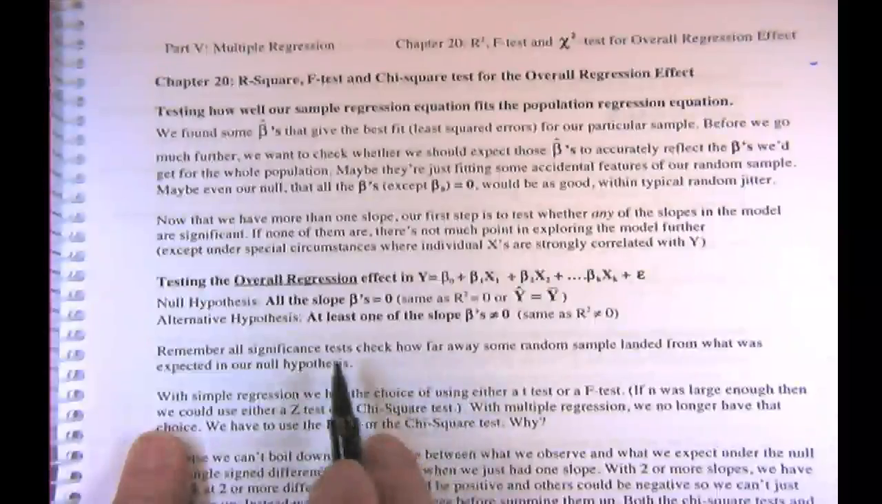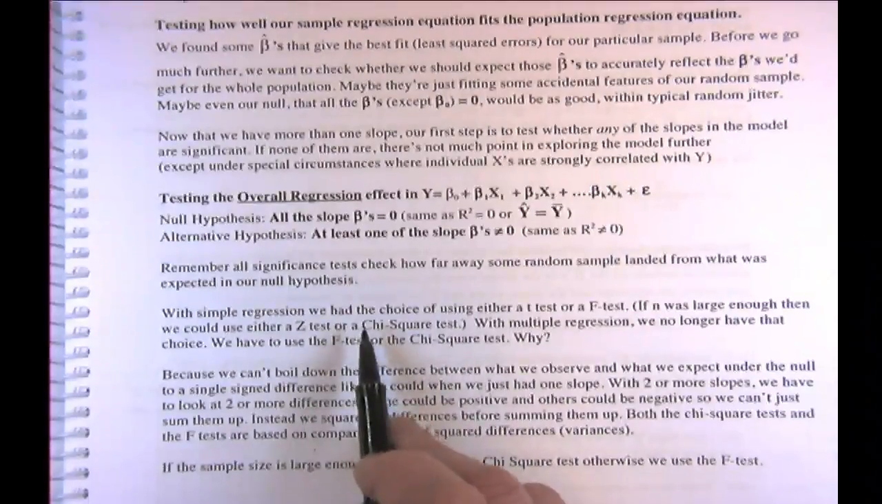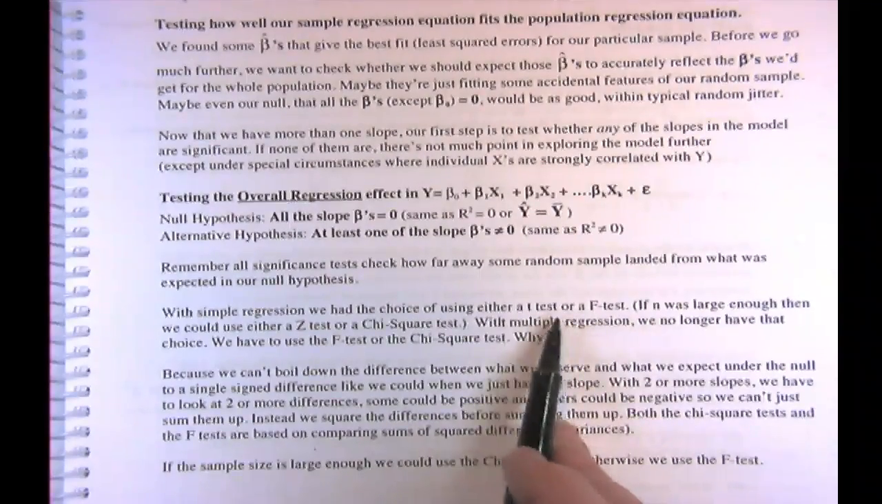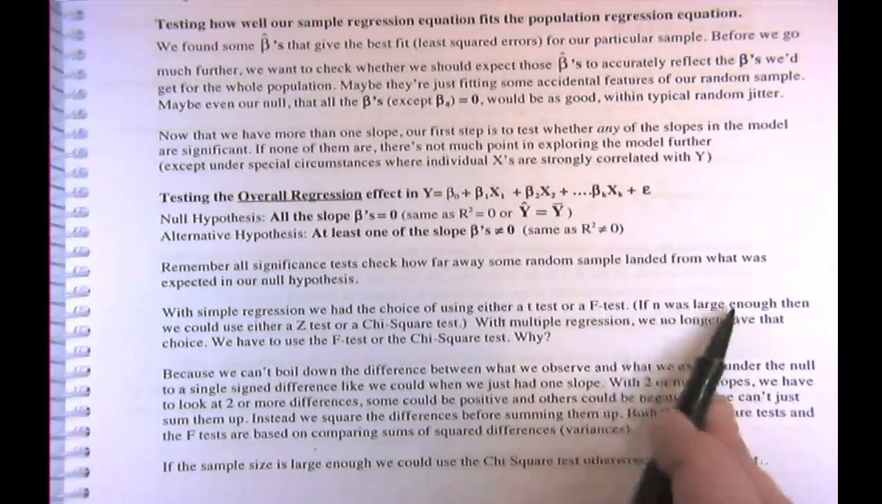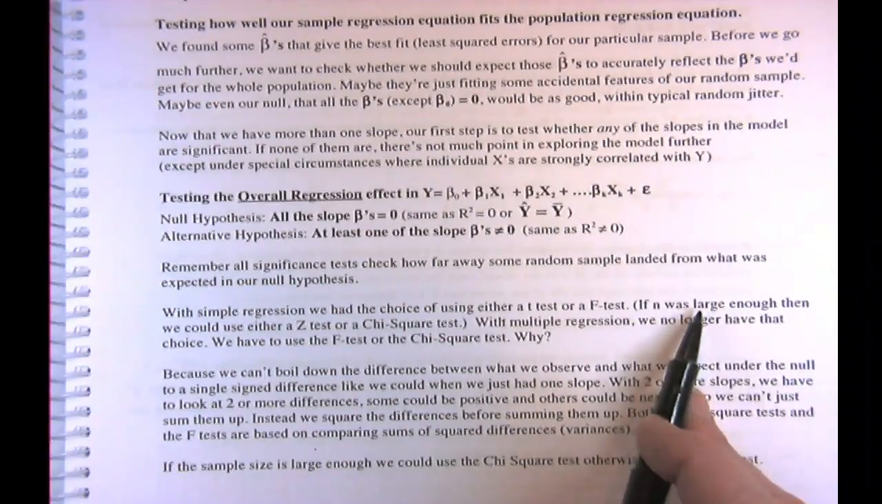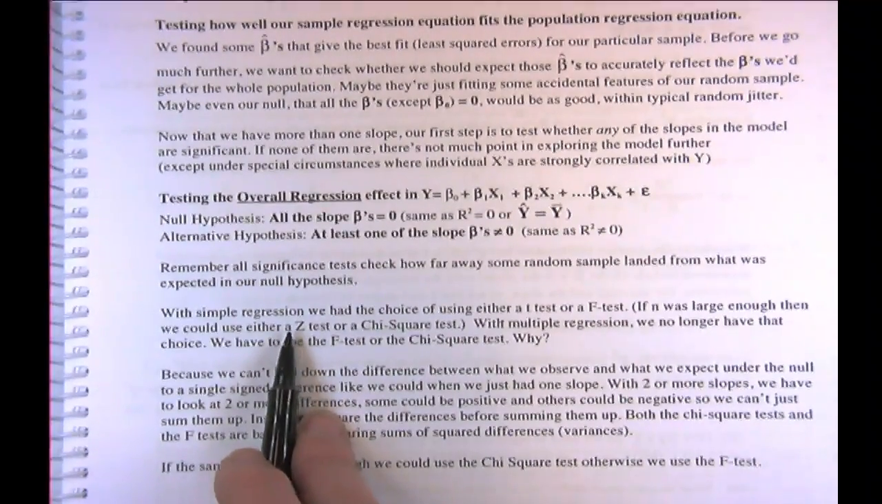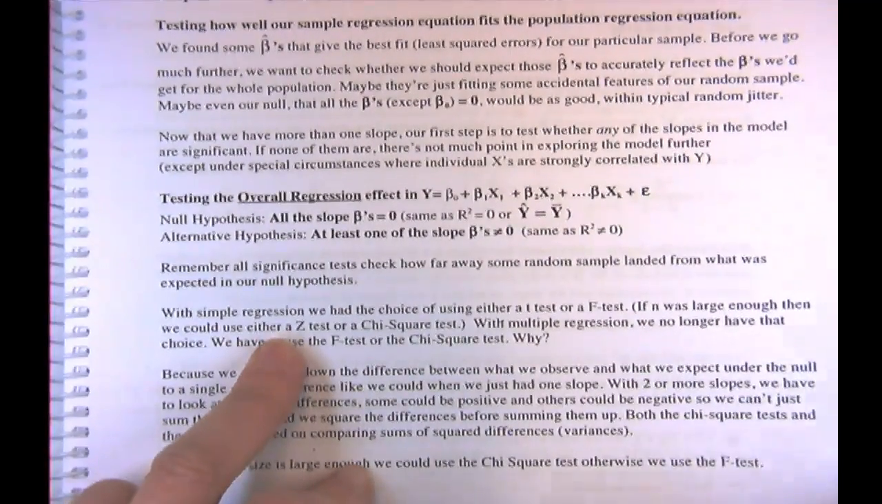So remember what significance tests are. They check how far away some random sample landed from what was expected in our null hypothesis, just by random luck. And when we were doing the simple regression, we had the choice of using either a t-test or an F-test, remember? And if we squared the t-test, we got the F. And if we had a large enough sample for the central limit theorem to kick in, then we'd pretty much do just as well using our old standby, the z-test. And if we squared that, we got the chi-square. So that was chapter 11, so you're in good shape now for this chapter. It's going to be much easier for you because you've already seen it.